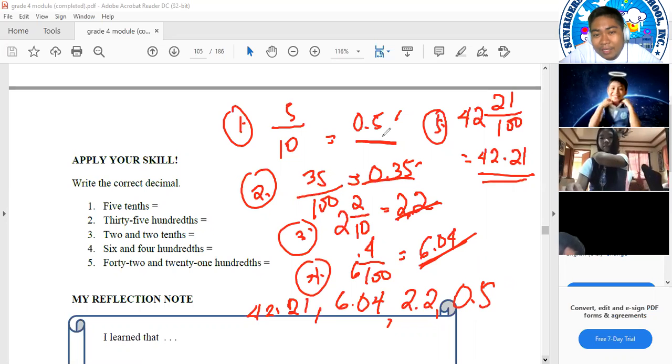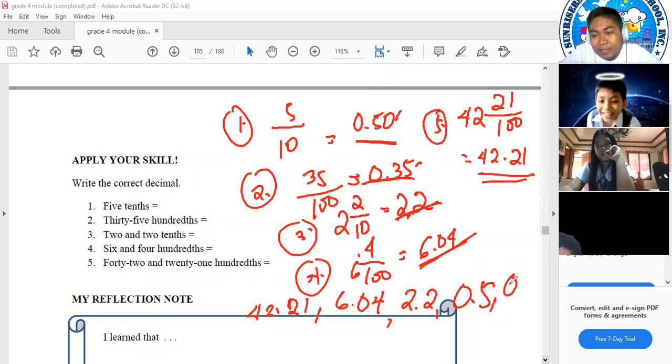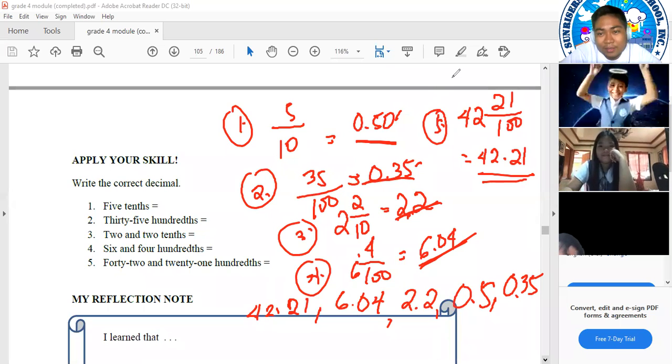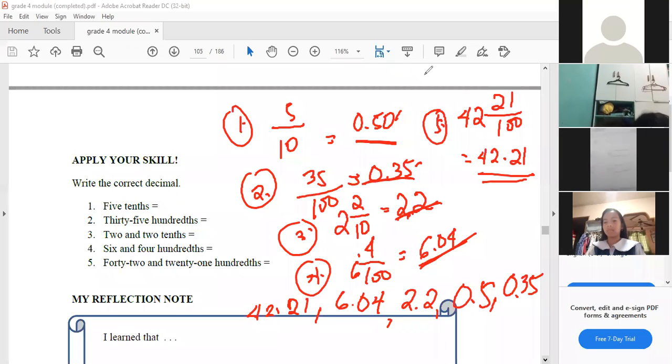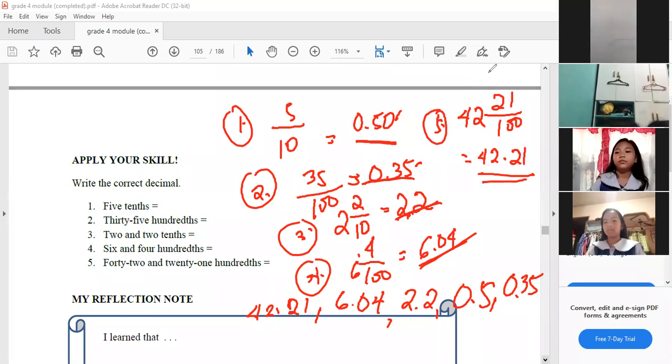Why? The closer it is to the greater number, the bigger it is. So this is 50, di ba? When you complete it, that would be 50. Therefore, the least number would be 0.35. Am I clear? Clear, Shani? Yes po, sir. Okay. How about the others? May tanong po? If you put another 0, sir, it will be more.